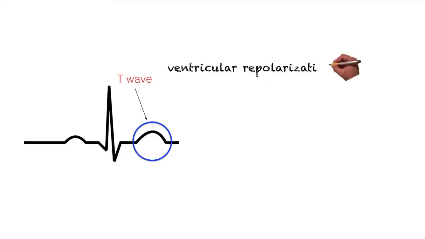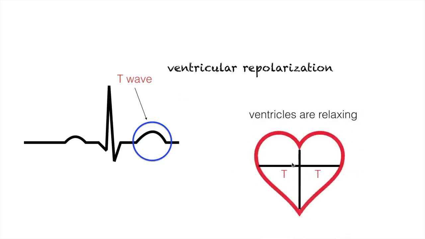Lastly, we have the T wave. The T wave represents ventricular repolarization. This is when the ventricles are relaxing. Keep in mind that every depolarization is always followed by repolarization. So every contraction will be followed by relaxation. That being said, the question is, where is atrial repolarization?